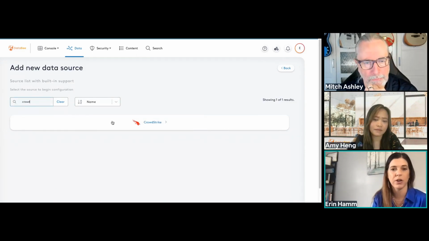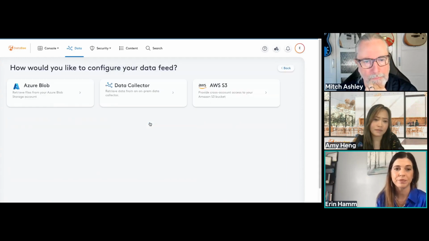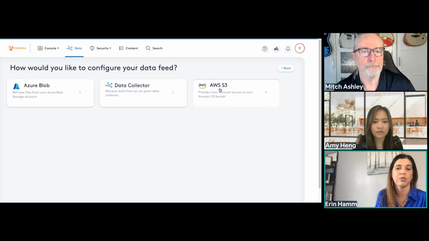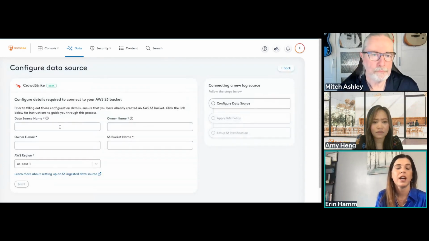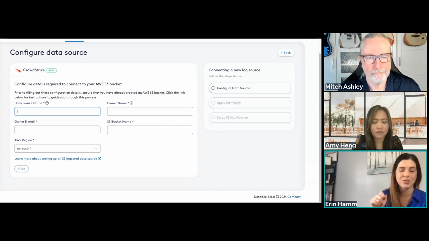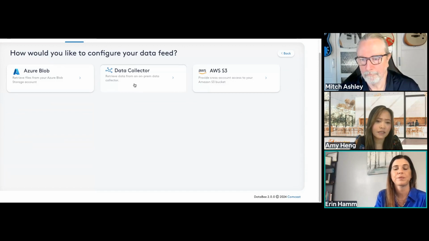So maybe I want to onboard CrowdStrike. I can click on CrowdStrike. We have 3 different ways that we support today: Azure Blob, an on-prem data connector, AWS S3, and then some of our feeds also support direct API connections as well. You would select how you would like to configure your feed. Maybe it's via AWS. Put in the information, and as you go through these configuration steps, the log source information is going to fill in and showcase, okay, you're 1/3 there, 2/3 there, 3/3, and now the feed is ready to be put into production.